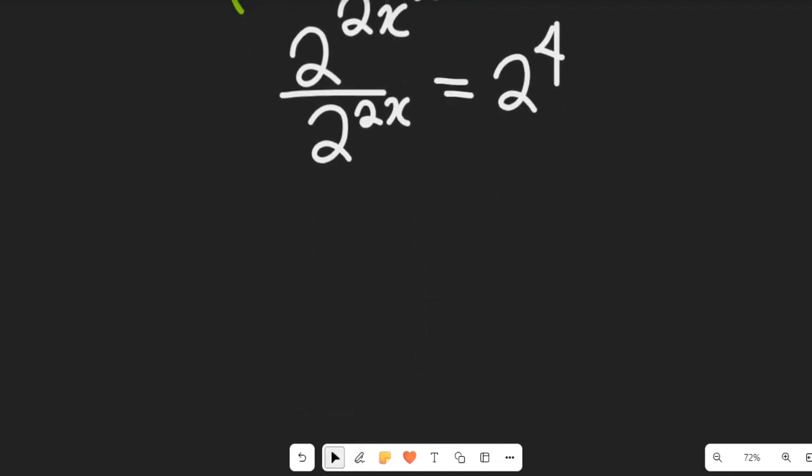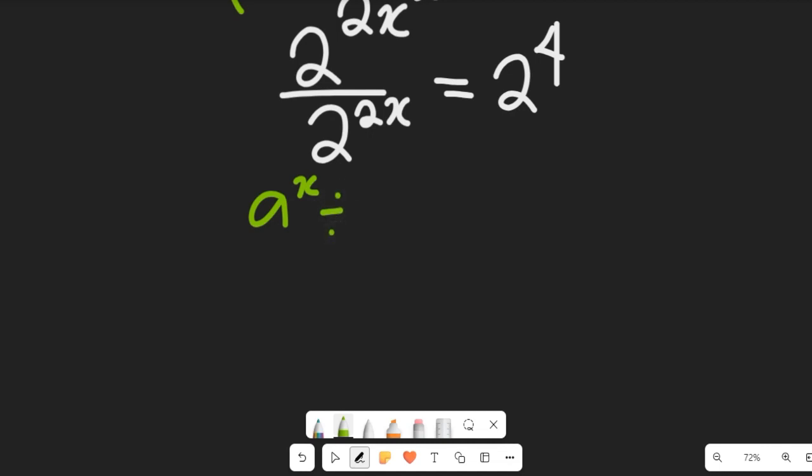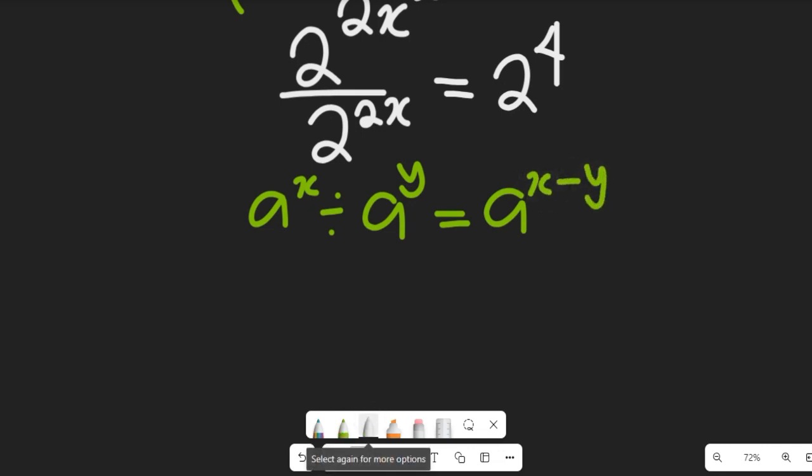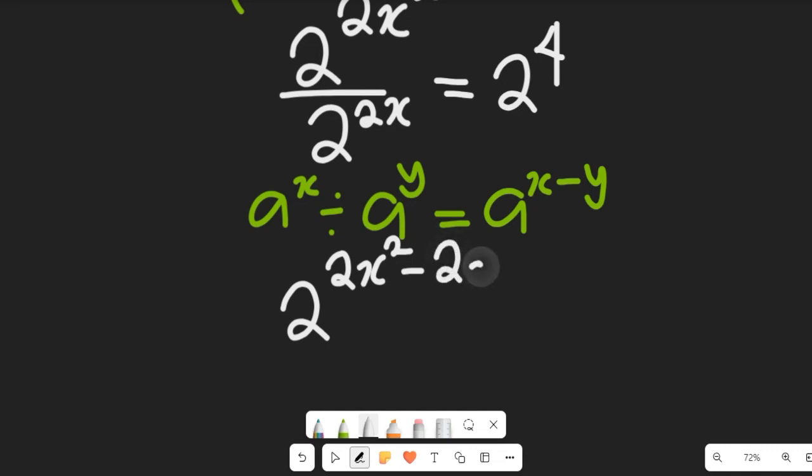Great. Now recall one law of indices. In that law of indices, if you have a to the power of x divided by a to the power of y, this is equal to a to the power of x minus y. That's the division law of indices. So this will definitely give us 2 to the power of 2x squared minus 2x, and this will be equal to 2 to the power of 4.